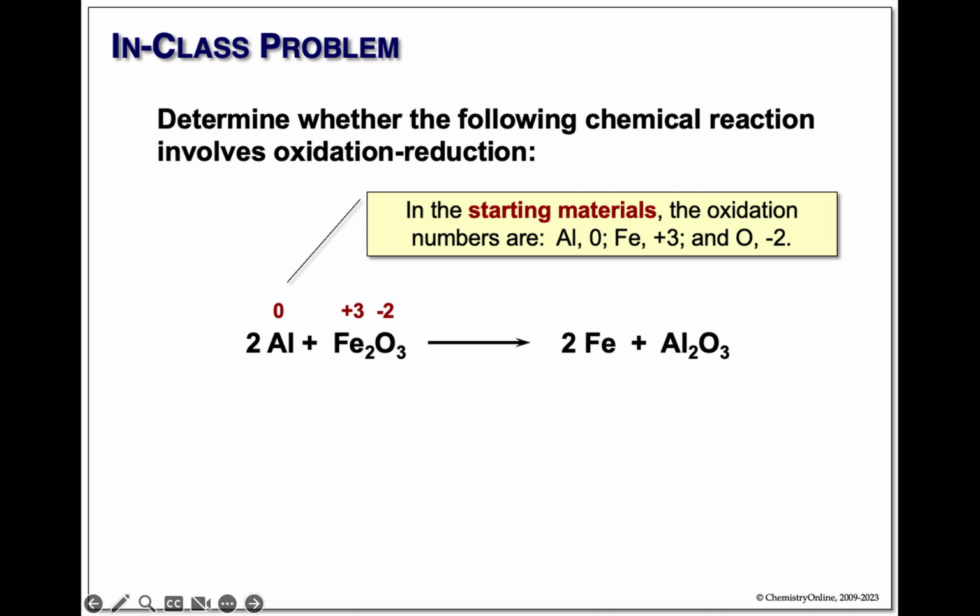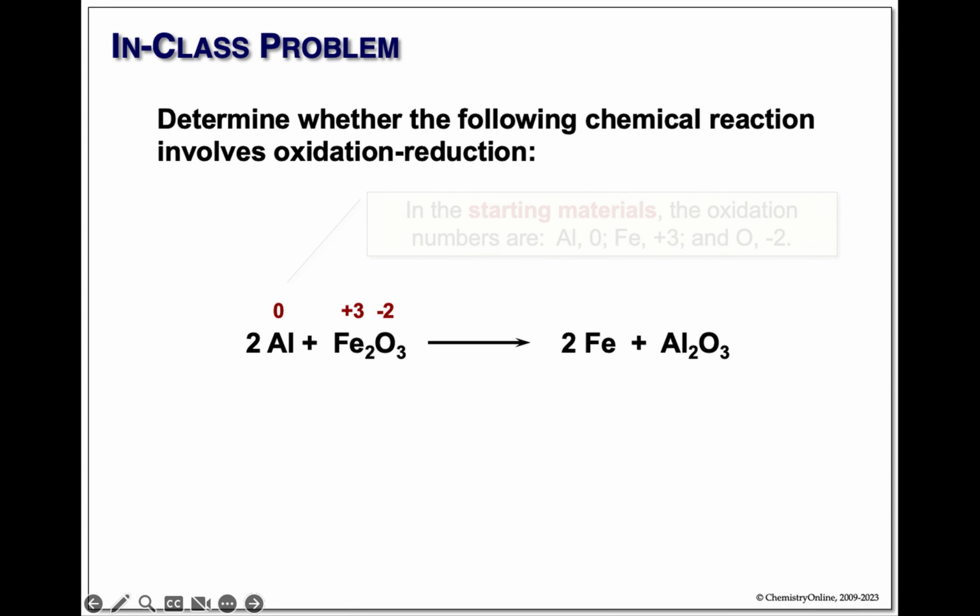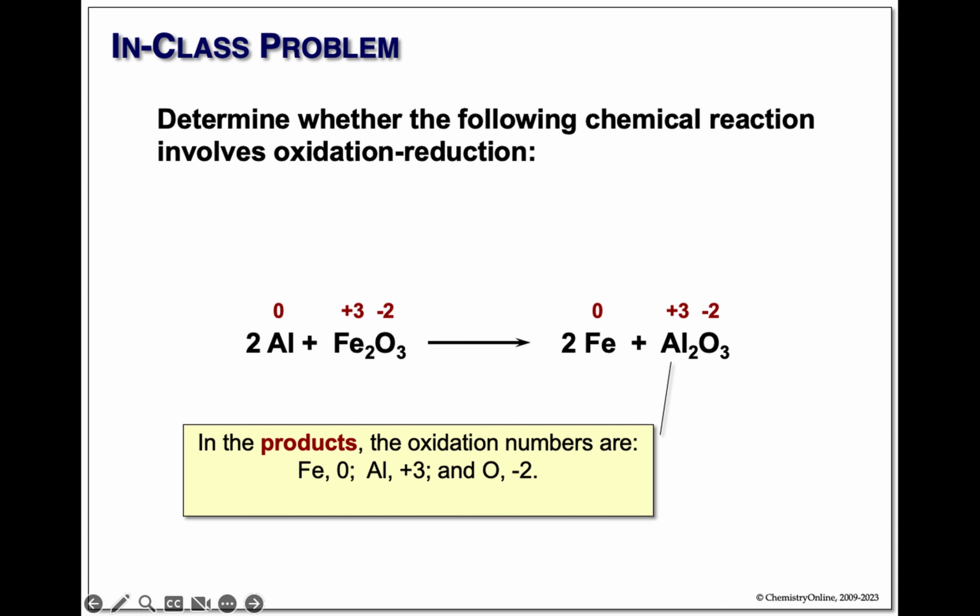In our products, iron is now the element. It's a 0. Oxygen is still -2. Aluminum's a metal here, it will be +3. So step 1, have the oxidation numbers change. Absolutely. 0 to +3, +3 to 0.